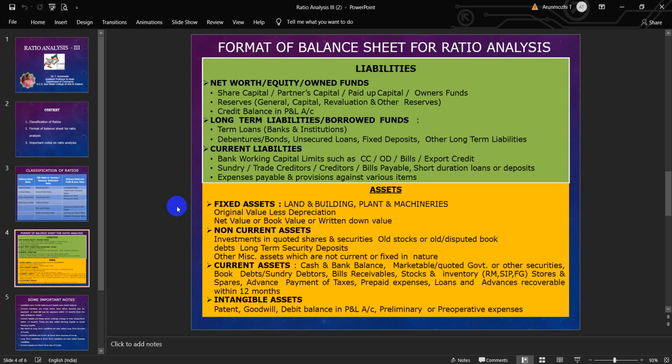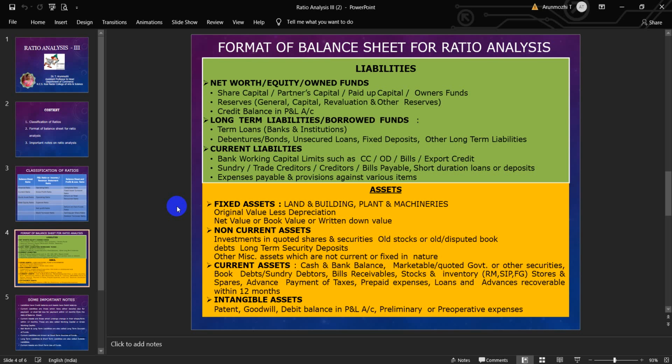Next, the long-term liabilities or the borrowed funds. It is the term loans, maybe from the banks and other institutions, or the debentures, bonds, unsecured loans, fixed deposits, other long-term liabilities. Next, we have the current liabilities, bank working capital limits such as CC, OD, bills, export credit. Next, with the sundry, trade creditors, bills payable, short duration loans or deposits. Next, with the expenses payable and provisions against various items.